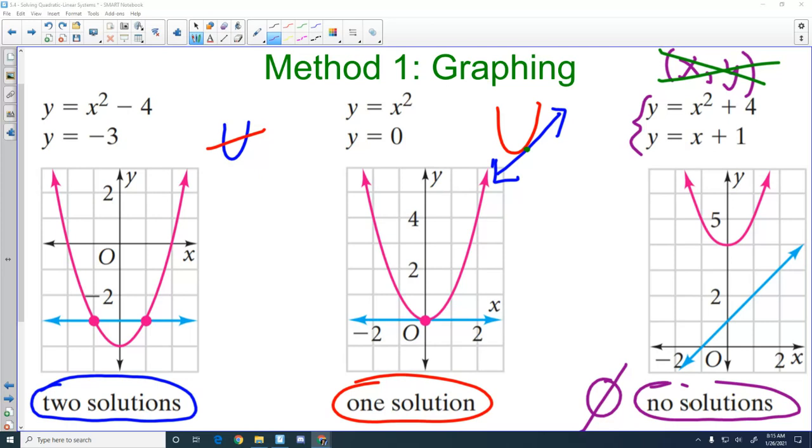So that's the first method of graphing. Just like we did in the warm-up, you'd graph the line, you'd graph the parabola, and you just visually look, okay, where do they cross? Where do these cross? Where do those cross? And you write those ordered pairs as your solution.